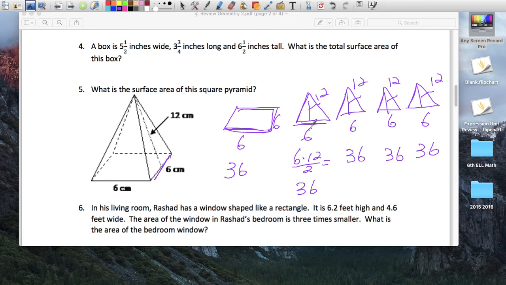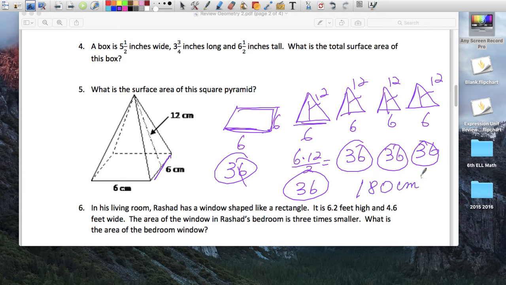But we need to find the surface area, which is the area of all the faces. So we're going to add this, this, this, this, and this: 36 plus 36 plus 36 plus 36 plus 36. Or the faster way, 36 times 5, and that's going to give us 180 centimeters squared. Okay.